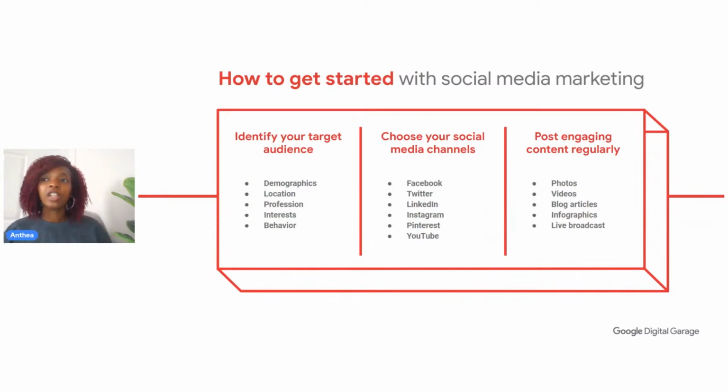So it says post engaging content regularly. I say consistently. Whether you are posting once a week, once a day, 4 times a day, twice a week, none of that matters. It needs to be consistent. It's like having opening hours. People know you are open at these times, so they are likely to expect you to post content at those times.